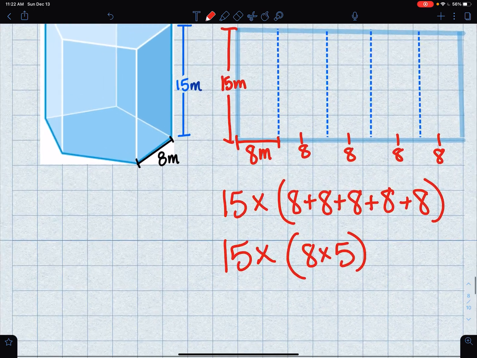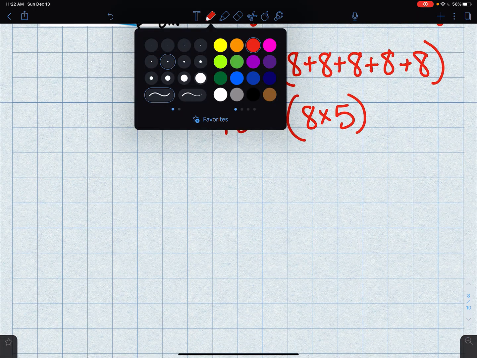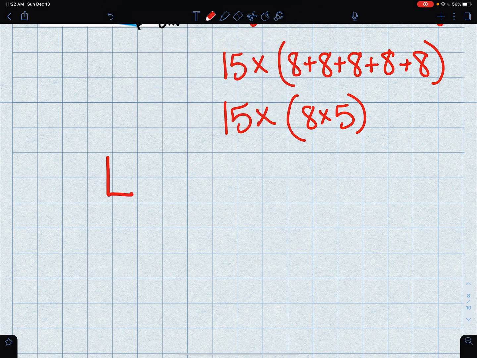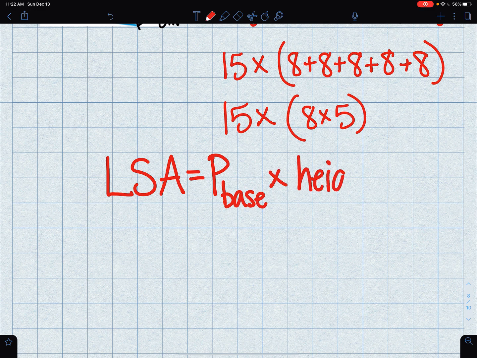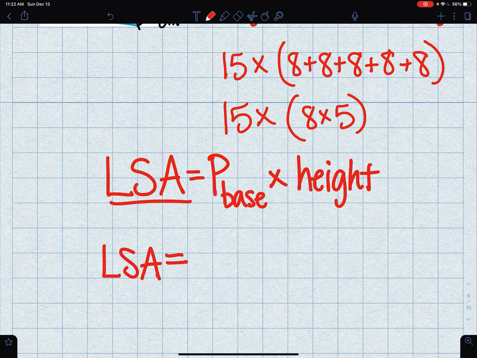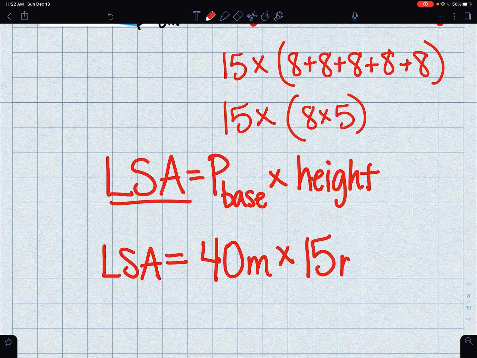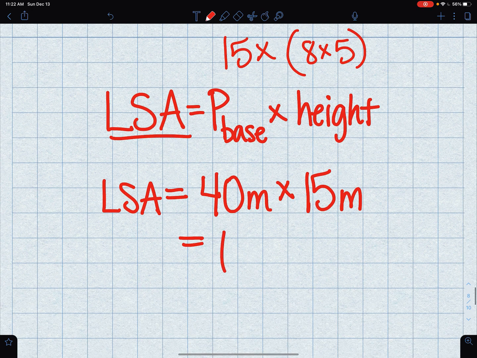Or if you want to use the equation, the lateral surface area is the perimeter of the base times the height. So they want to know this, so it's easy. LSA is equal to the perimeter of the base, which is 40 meters, because it's 8 plus 8 plus 8 plus 8 plus 8, times the height which they told us is 15 meters. And then if you do the math on that, you get 600 meters squared.